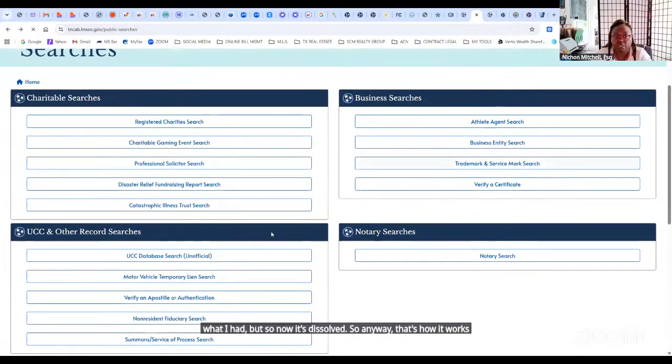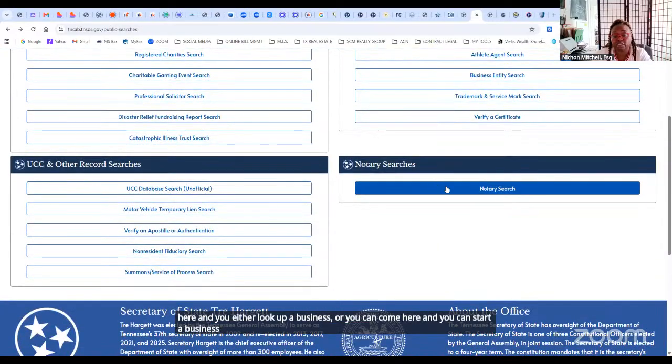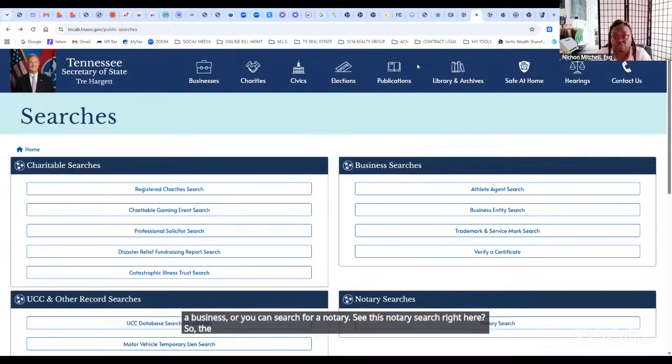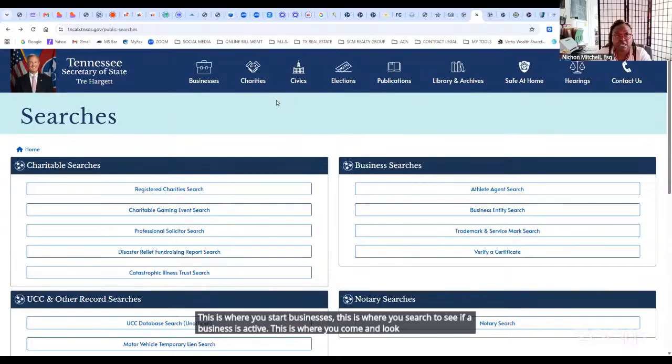You come here and you either look up a business or you can come here and you can start a business or you can search for a notary. See this notary search right here? So the Secretary of State's office, what you need to know about navigating that is this is where you start businesses. This is where you search to see if a business is active. This is where you come and look up and see if the business name you want is available. This is where you come to get all of the rules about a state agency you're dealing with.